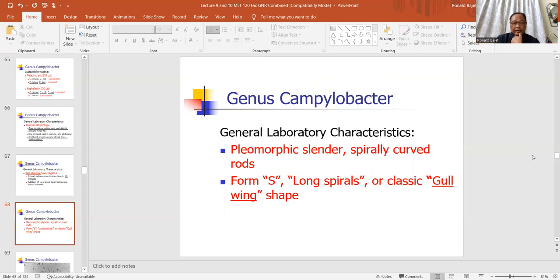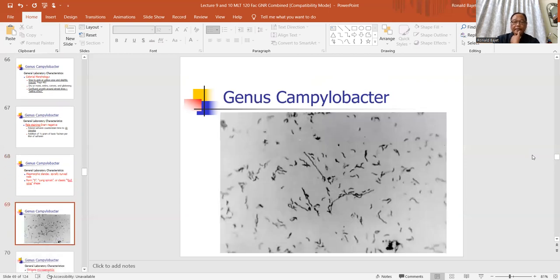The description is gram-negative seagulls. If you see gram-negative seagulls, like a little M shape or spiral shape, thin curved rods, that's Campylobacter. Forms an S, long spirals, or classic gull wing shape. When I was training, the term was gram-negative seagulls. Can be difficult to see.